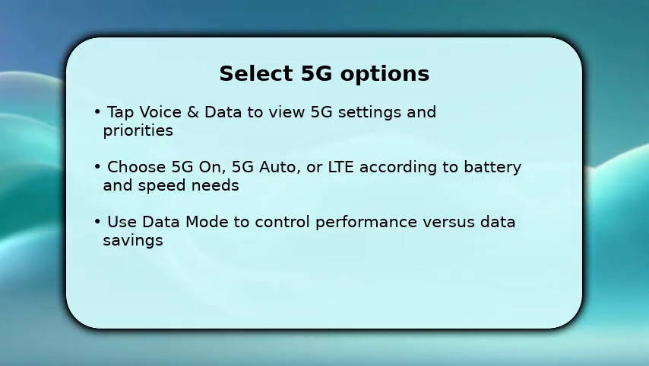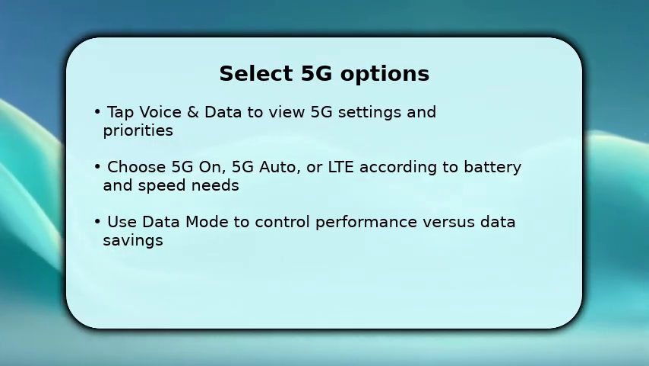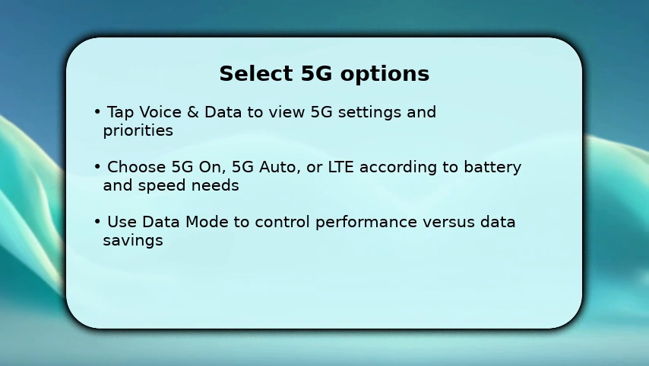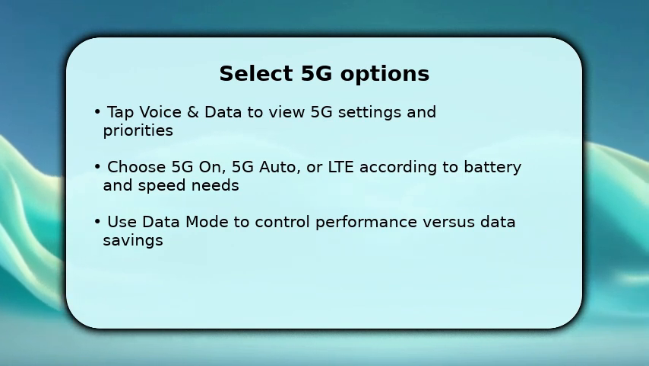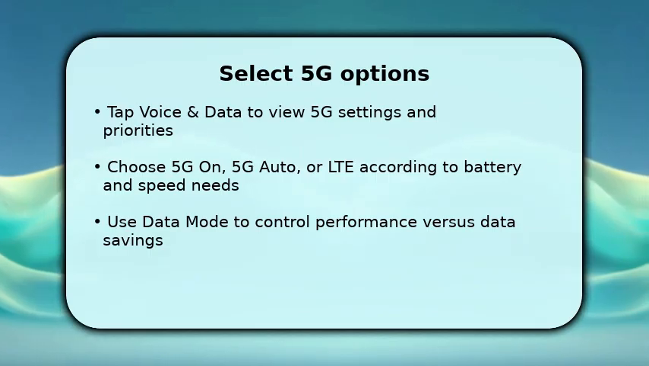Next, tap Data Mode to select standard or low data. This controls background use and affects real-world speed and battery trade-offs, so pick based on your priorities. Finish by restarting your iPhone so it reattaches to the network with the new 5G preferences. This often resolves lingering issues.